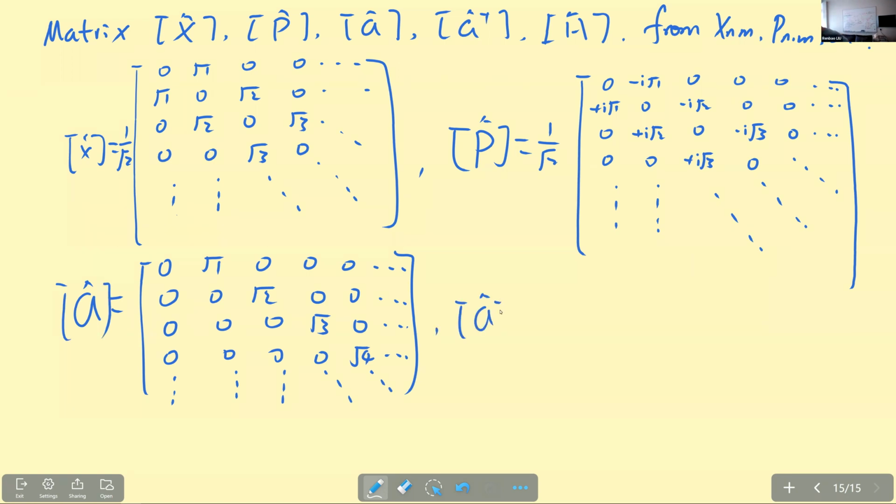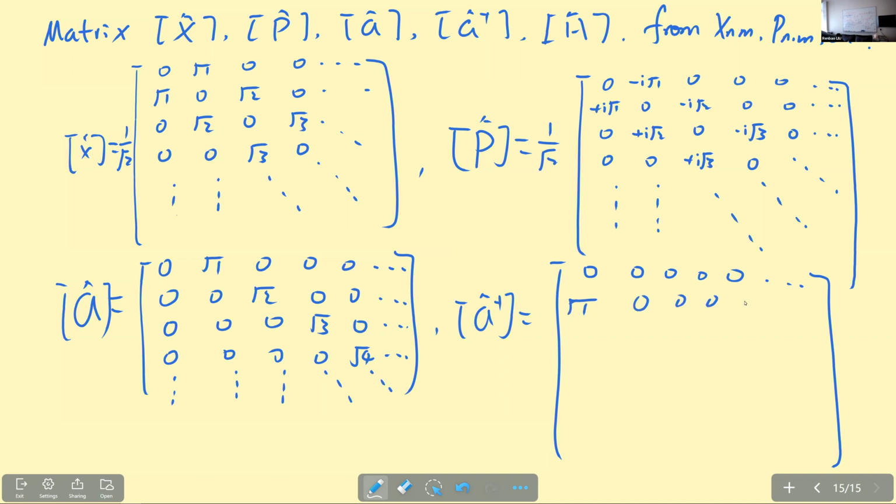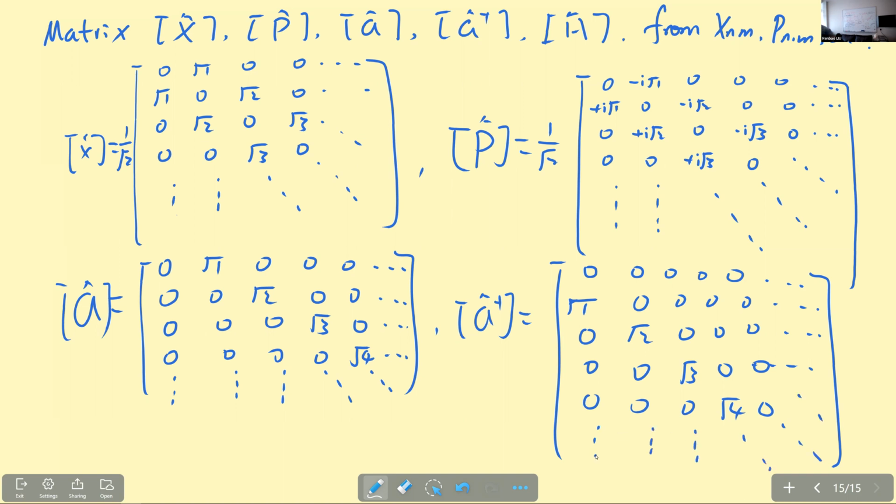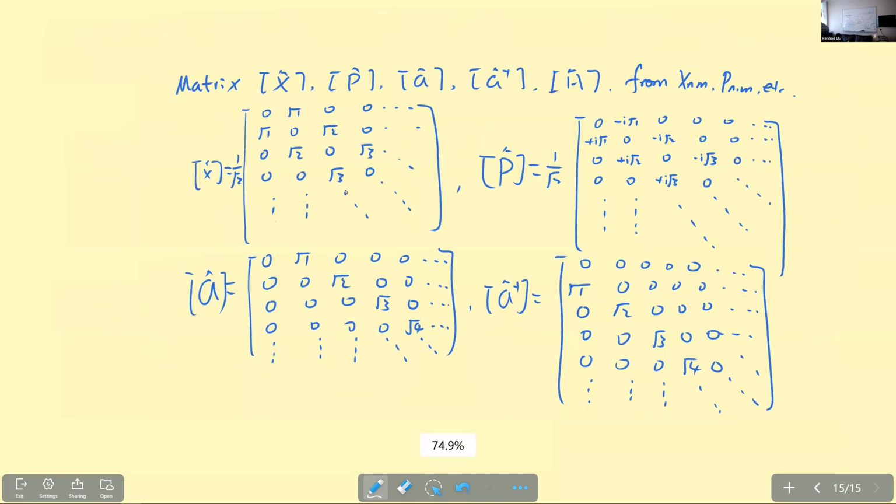And this one will similarly have a matrix. Let me just write it down. You can try to demonstrate. And then this will be minus the square root of 1, 0, 0, 0, 0, and 0, square root of 2, 0, 0, 0, and square root of 3, 0. So you can continue this way. These are the matrix formulas for all of these.